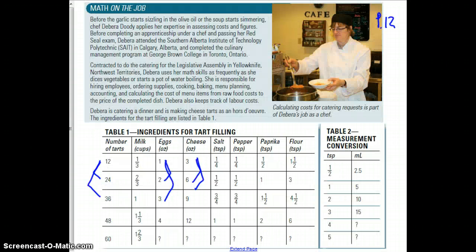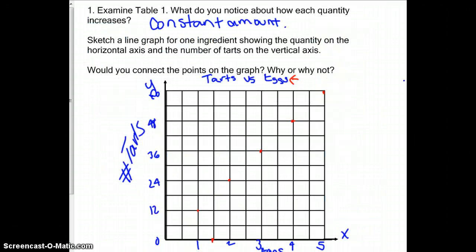Next, you can turn to page 12 and read through the math on the job. Question number 1 for math on the job says, examine table 1. What do you notice about how each quantity increases? So here, if you look at the number of tarts, as you do 2 batches, it doubles. If you do 3 batches, it triples. Same with the eggs. The eggs from 1 to 2 doubles, and 3 batches triples. Same with the cheese and all of the other ingredients. So what you can write for that one is that it increases at a constant amount.